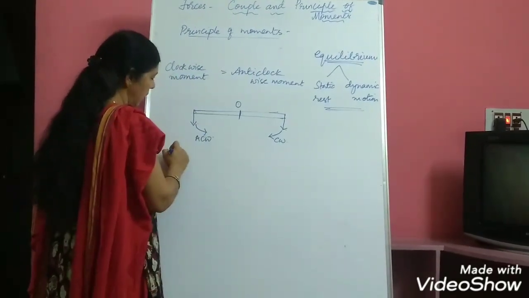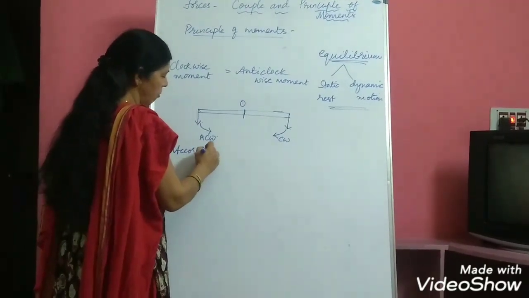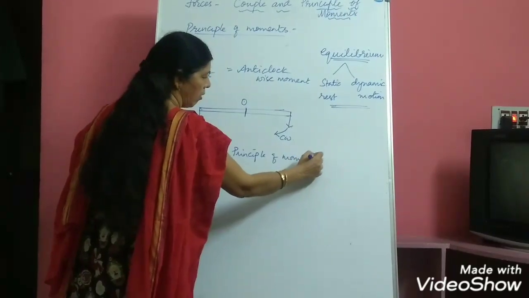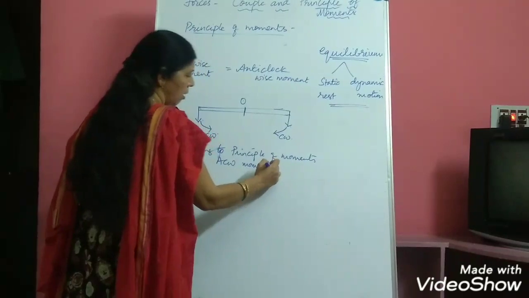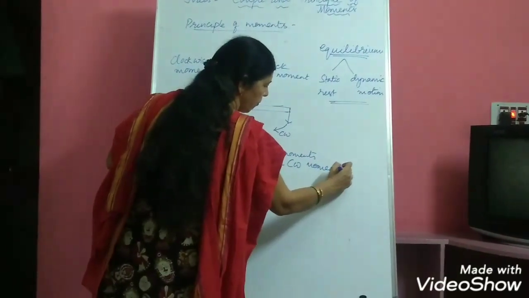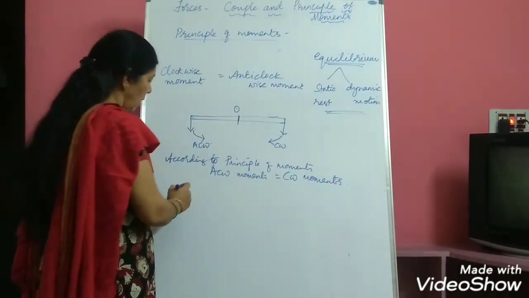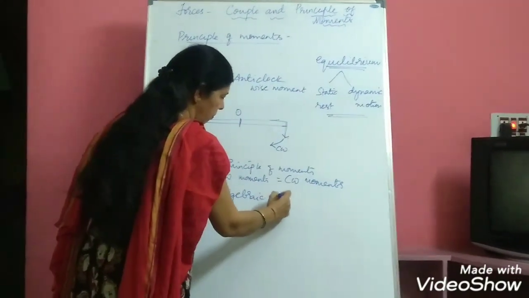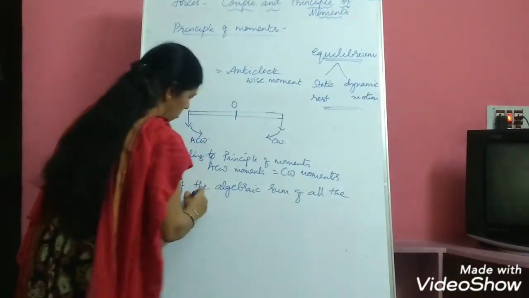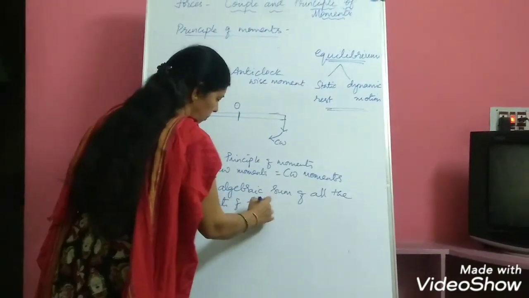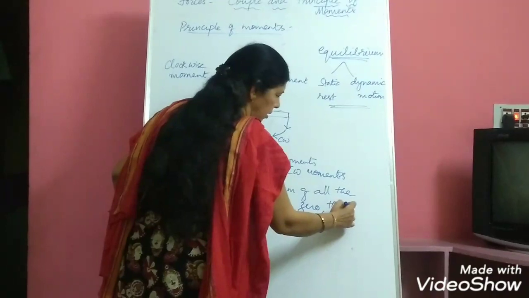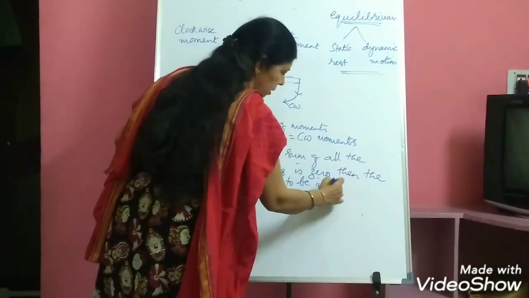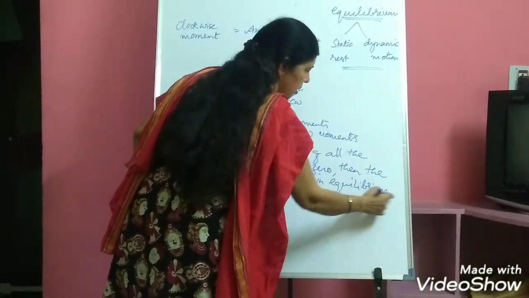So the principle of moment states that, according to the principle of moments, anti-clockwise moment is equal to clockwise moments. Or you can even state it as, if the algebraic sum of all the moments of forces is 0, then the body is said to be in equilibrium. So this is the principle of moments.